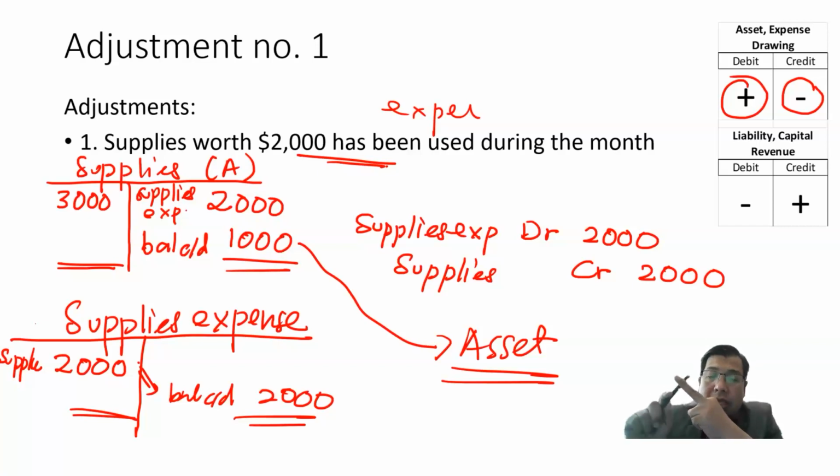So our supplies reduce from 3000 to 1000. Our supply expense before this is zero. Now it increased to 2000. So this is for the first adjustment.